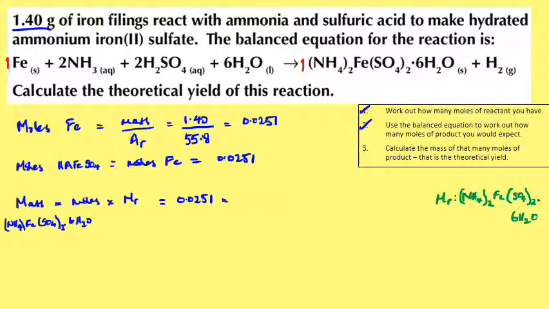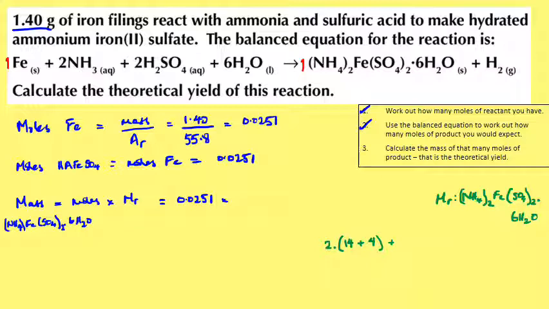So I'm going to use more space here because we've got quite a long sum. First of all, the ammonium: nitrogen is 14, and we've got 4 hydrogens, so 4 times 1 is 4, and we have 2 of those. Okay, so that's the ammonium taken care of.